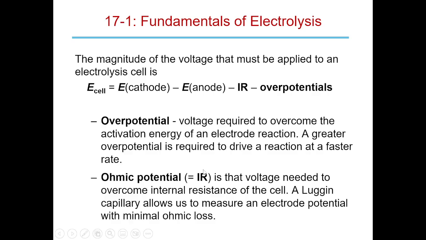Okay, IR is the ohmic potential. That's going to be the voltage that's needed to overcome the internal resistance of the cell. So everything has a resistance, right? Except for a superconductor, theoretically.